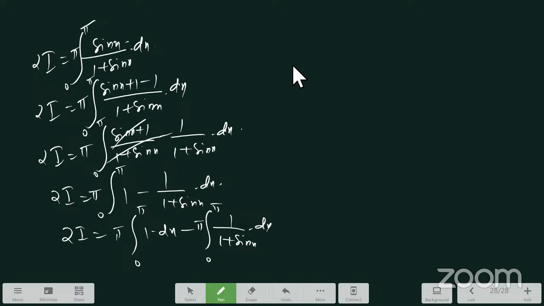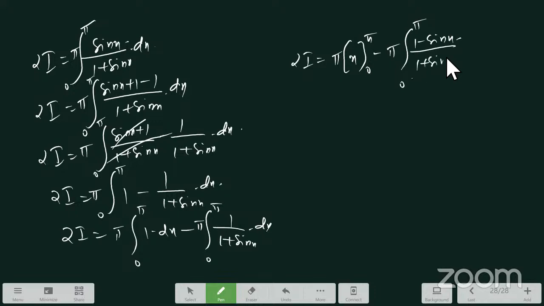So 2I is equal to pi, the integration of 1 is x, this is 0 to pi, this is done. Minus pi, this is 0 to pi. Now for the integration of 1 by 1 plus sin x, I will rationalize, multiplying and dividing by 1 plus sin x, with the opposite sign.